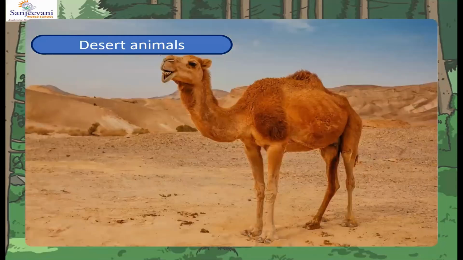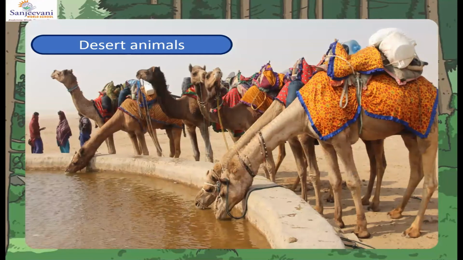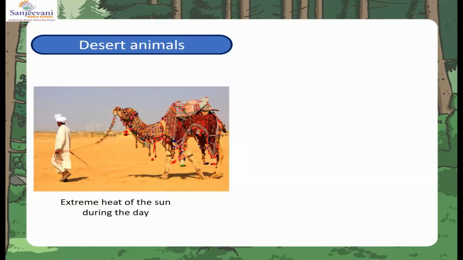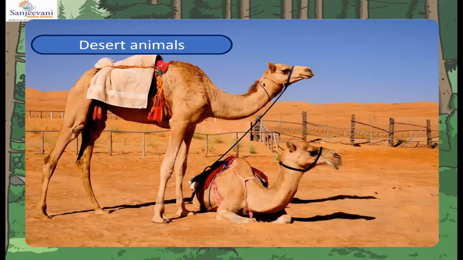Desert animals. Camels live in deserts. The climate is cold at night and extremely hot in the day. Camels get very little water to drink. The camel is able to protect itself from the extreme heat of the sun during the day and the harsh cold during the night. Because it has several adaptations, it can live without food and water for a very long time. It can live on the fat which is stored in its hump for several days.